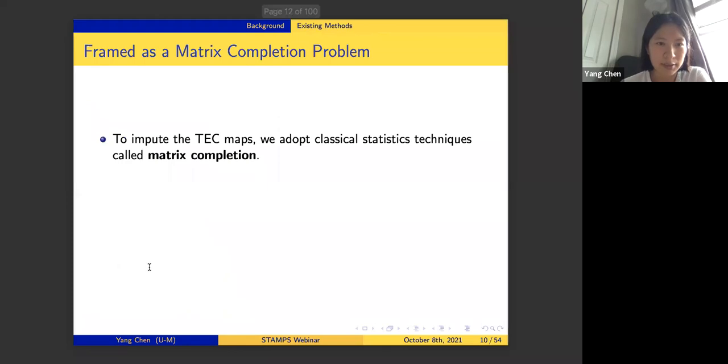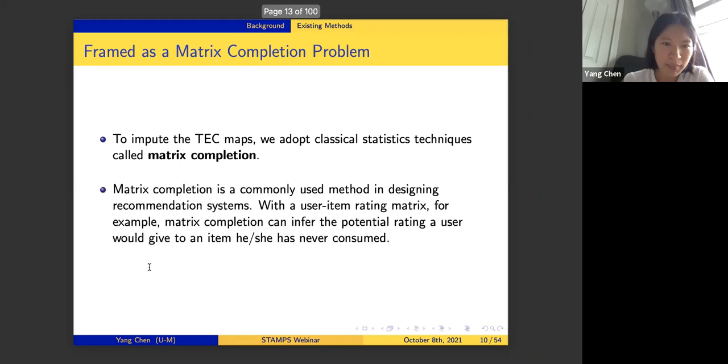So for the existing methods, I will list two of them here. One comes from the field of statistics and the other comes from the field of space sciences. One is to frame this problem as a matrix completion problem. This is a pretty classical technique for completing a scattered observed matrix. It is commonly used in designing recommendation systems, especially in industry. You can infer the potential rating a user would give to an item that he or she has never consumed.